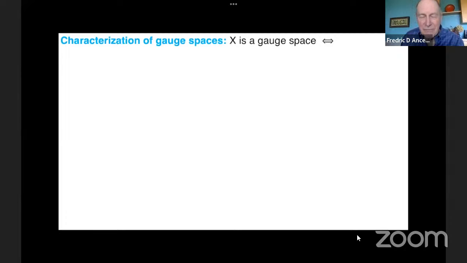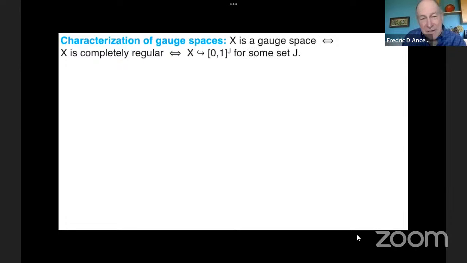So there's this well-known characterization of gauge spaces. They are the same as completely regular spaces. Is that a familiar concept? Completely regular? Yeah. Or it's the same as being able to embed them in a product of intervals.